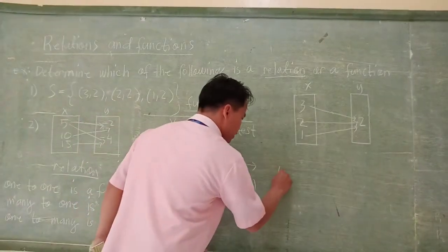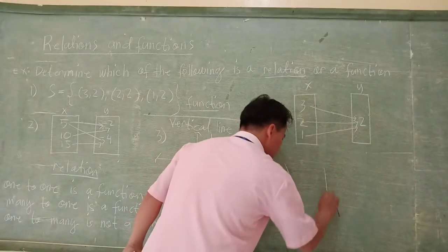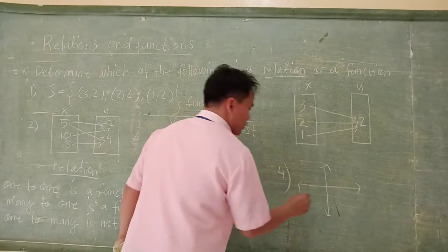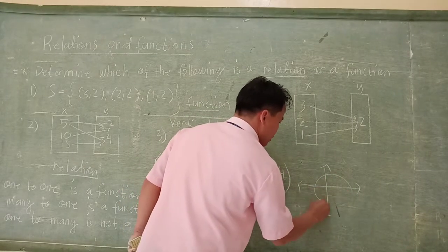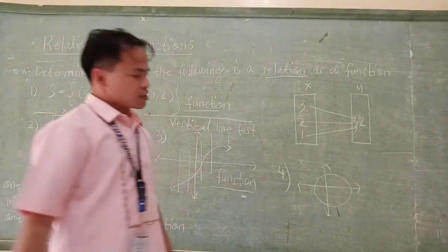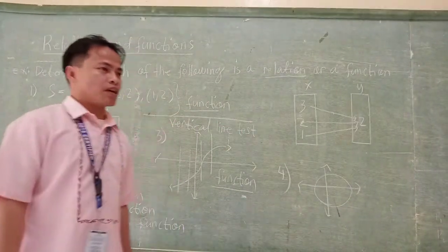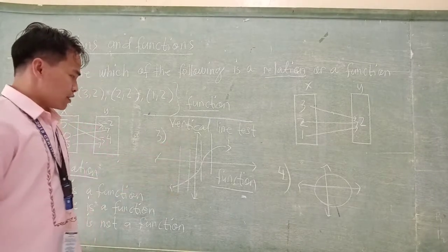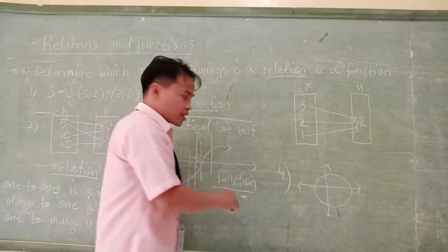Example, let us have number 4. Suppose we are given the graph. Okay, this one. It is a circle drawn here. Okay? Because with a graph, we could only identify if it is a function or relation through the use of the vertical line test. Therefore, we will have to draw also a vertical line here.